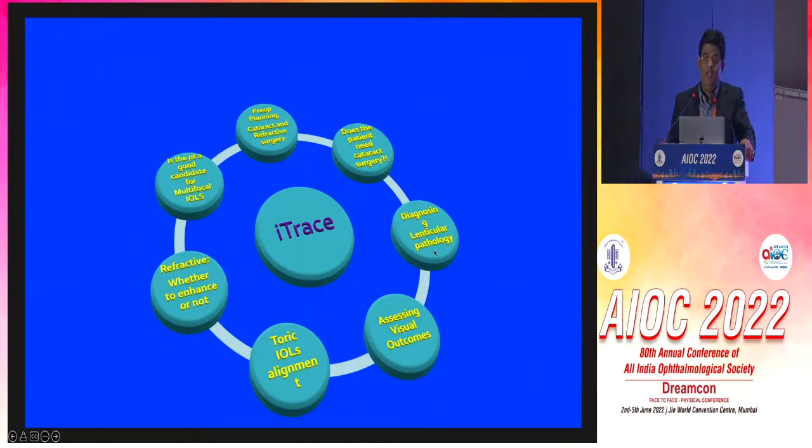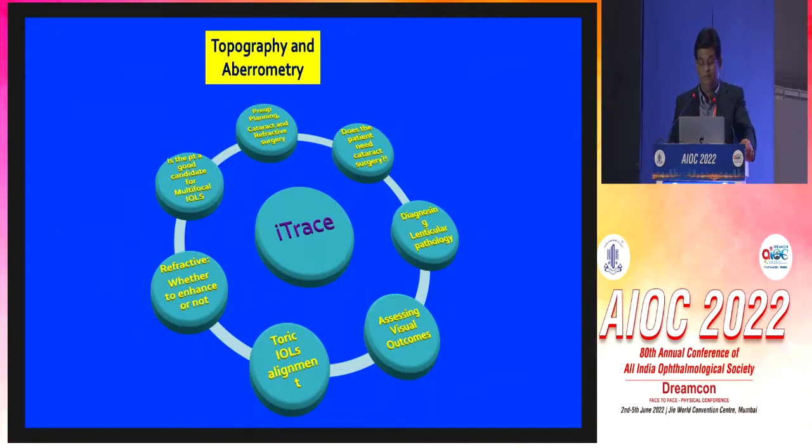It can help us in diagnosing certain lenticular pathologies. It can help us in assessing the visual outcomes. It can help us in planning the toric IOLs. It can also help us in deciding whether the refractive complicated patient with residual error needs enhancement, or can we just leave him alone? And most important, is this patient a good candidate for multifocal intraocular lenses? So, I'll just be going through them in the next 10 minutes or so.